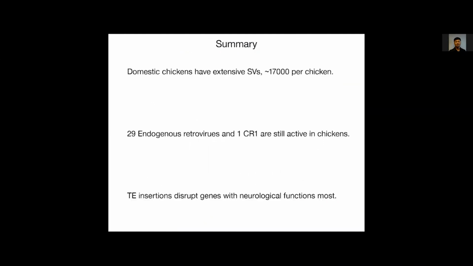So what we can conclude here is that domestic chicken have pretty extensive structural variations, at a similar level as in human. Although only a small percent is affected by TEs, we find 29 retroviruses and 1 LINE element that are still active in chickens. And we find the TE insertions mostly disrupt genes with neurological functions.